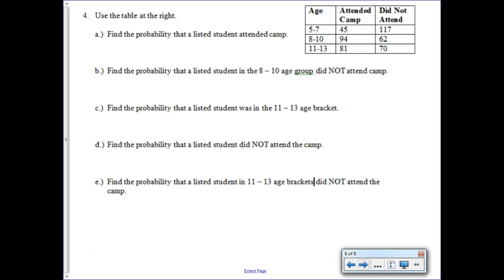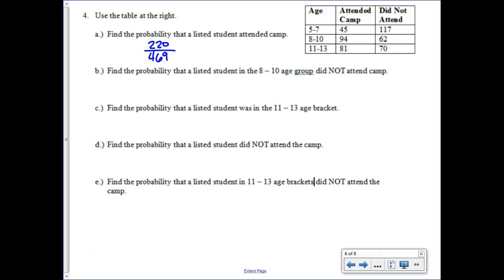Okay, so using this table at the right, find the probability that a listed student attended camp. So we want to know out of all of the students how many attended camp. The students that attended camp are 45, 94, and 81. So we have 220 out of, we need to add all the students that didn't attend to our total list, so out of 469.